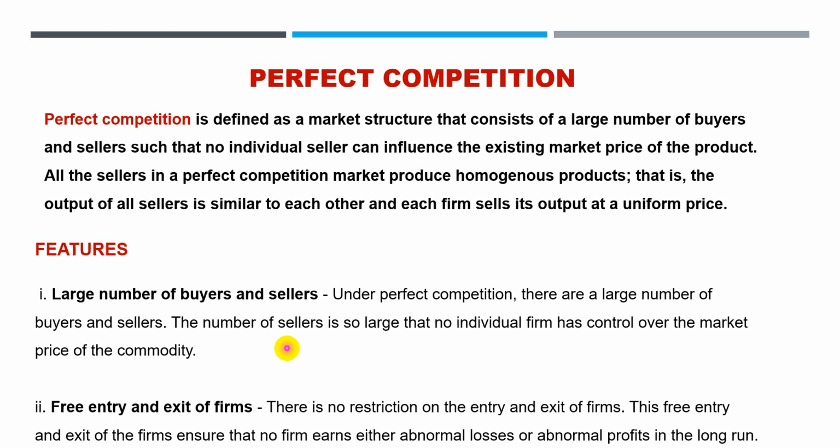Similarly, in the short run, when the firms incur abnormal losses, some existing firms quit the market, which reduces the total supply. As a result, the price of the commodity increases. This trend continues till the losses are wiped out from the market and the firm gets normal profit. So in the long run, the competitive firms get normal profit.